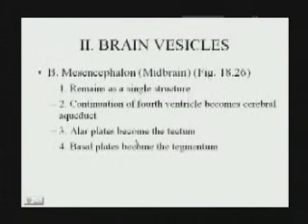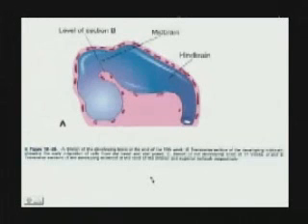So now we move on to the mesencephalon, which is the midbrain, and that does remain as a single structure. Both the forebrain and hindbrain split into two. This one doesn't. The continuation of the fourth ventricle from the hindbrain becomes a cerebral aqueduct in this section, and the alar plates become the tectum, and the basal plates become the tegmentum. So again, our familiar figure, we'll be looking at a section right through the midbrain flexure.